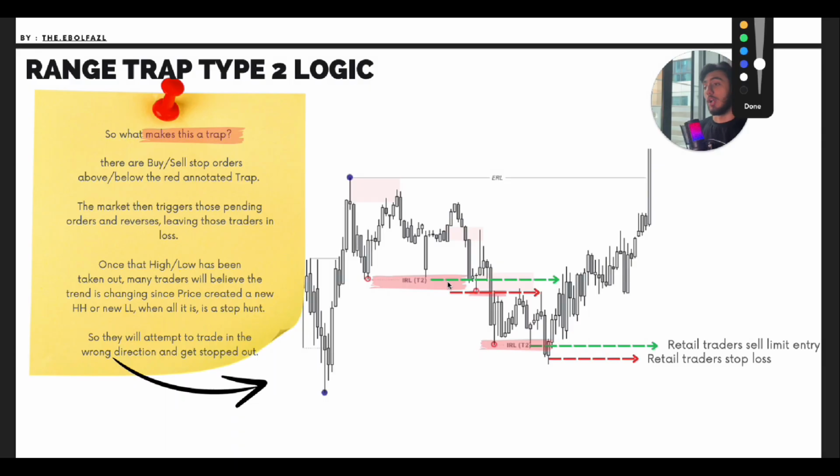The retail trader is going to say, I'm going to buy here. But all of them are going to be taken out, and you're going to see price take out the T2 and take out the external liquidity.